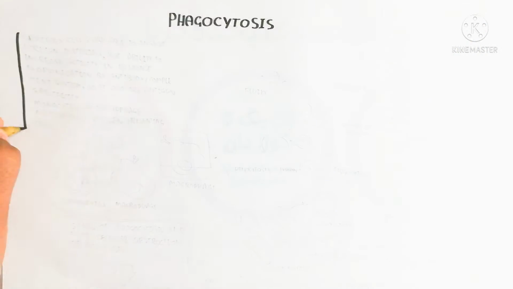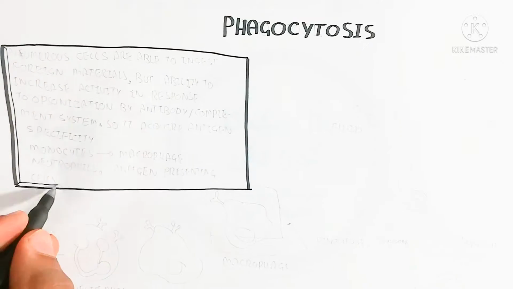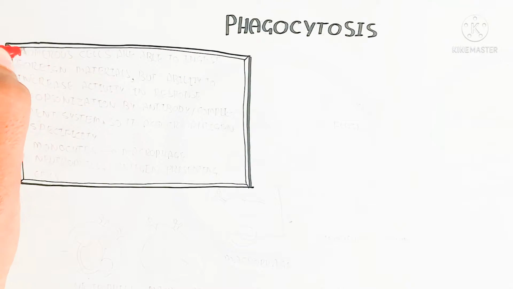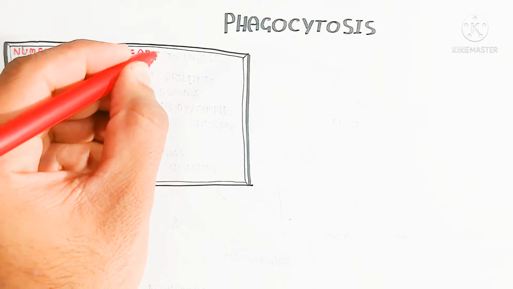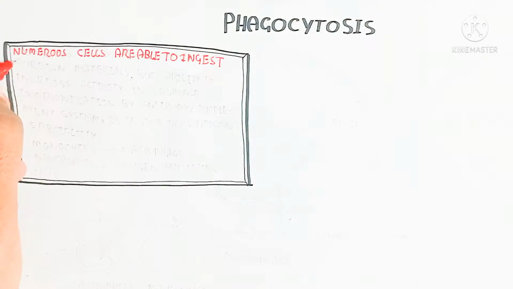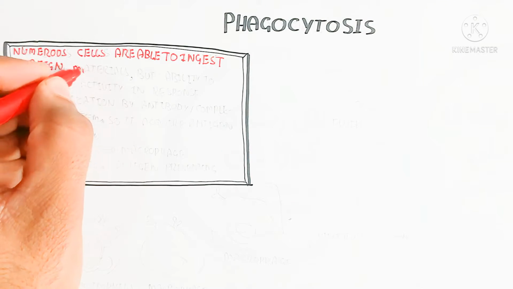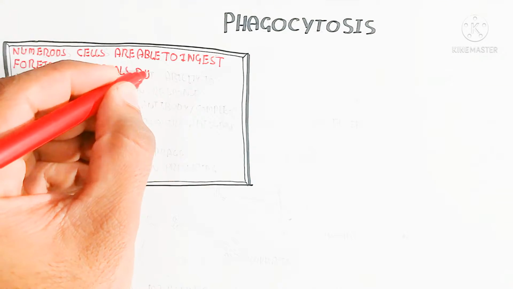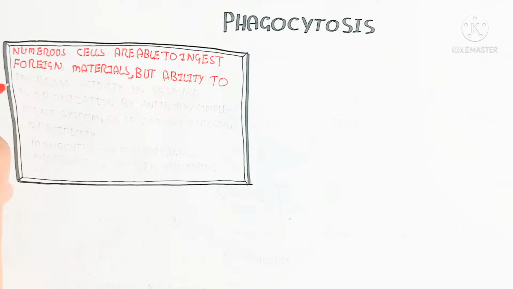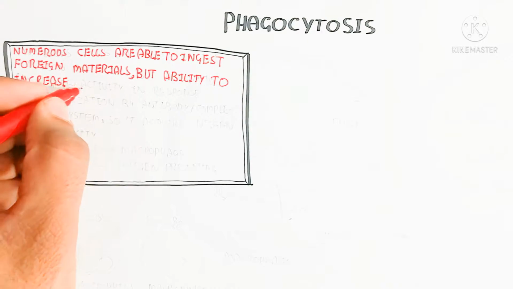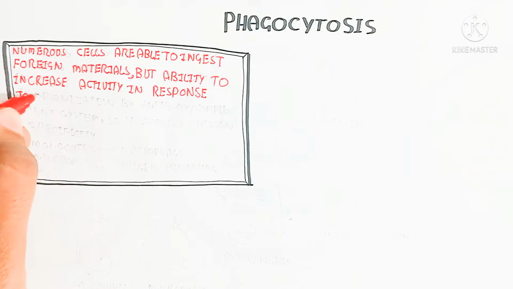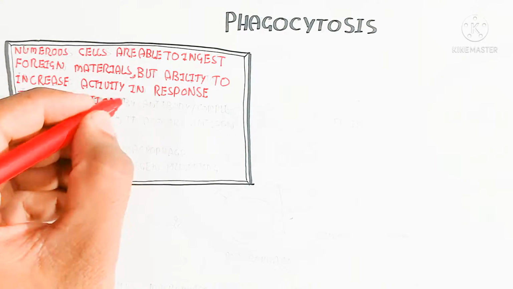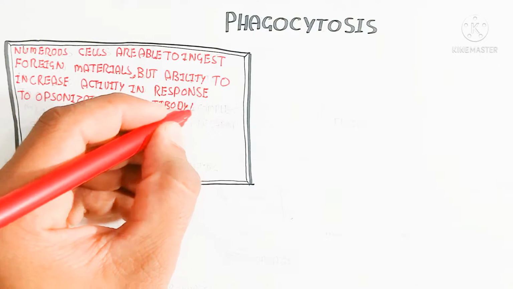Hello. In this video we will discuss endocytosis, so phagocytosis and pinocytosis. Overall, we will first understand phagocytosis. In phagocytosis, numerous cells are able to ingest foreign materials, with increased activity in response to opsonization by antibody in the immune system and the complement system.